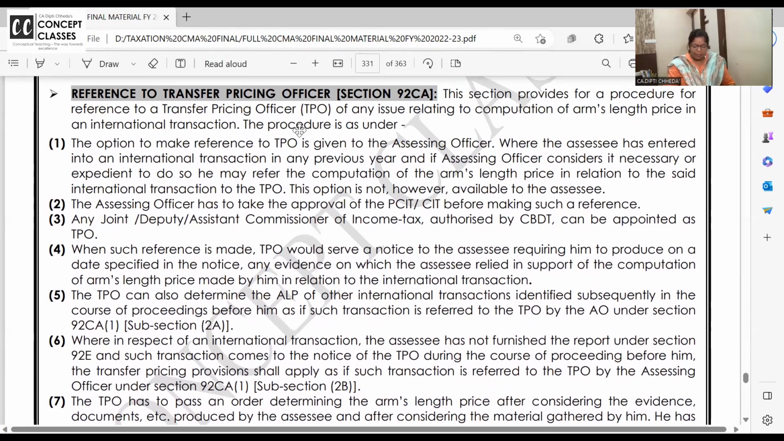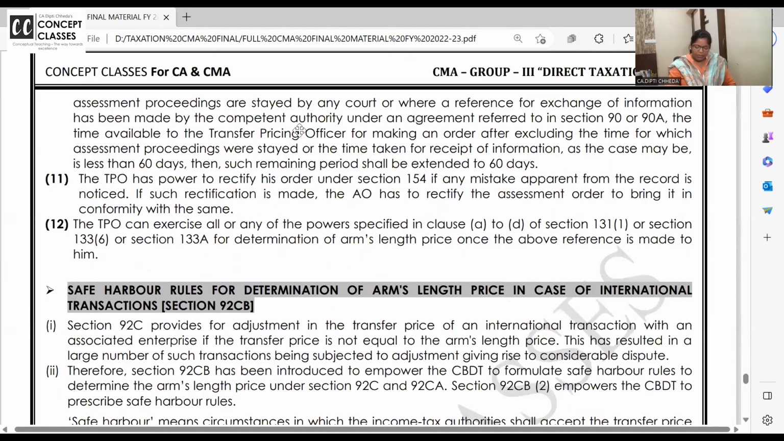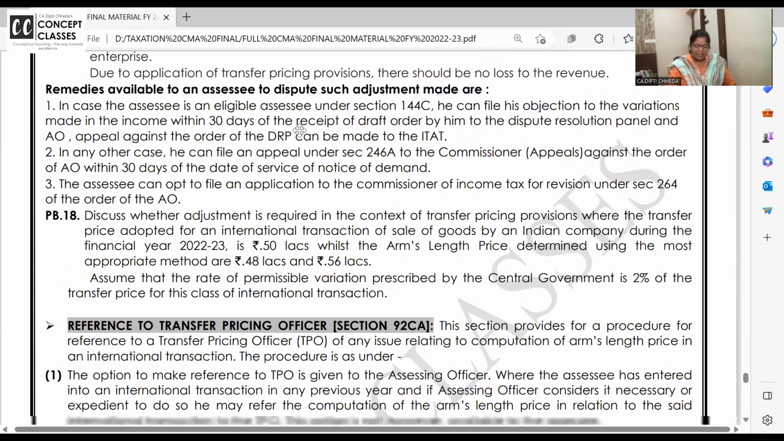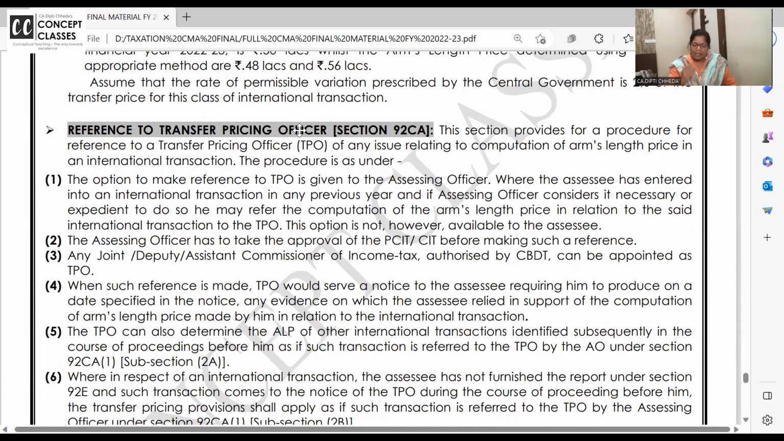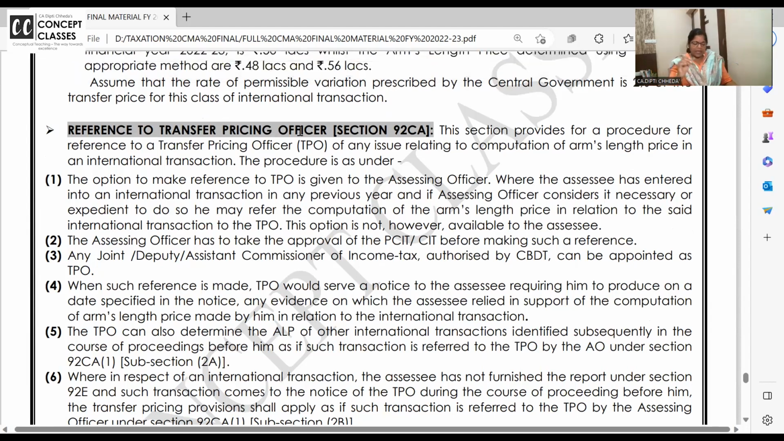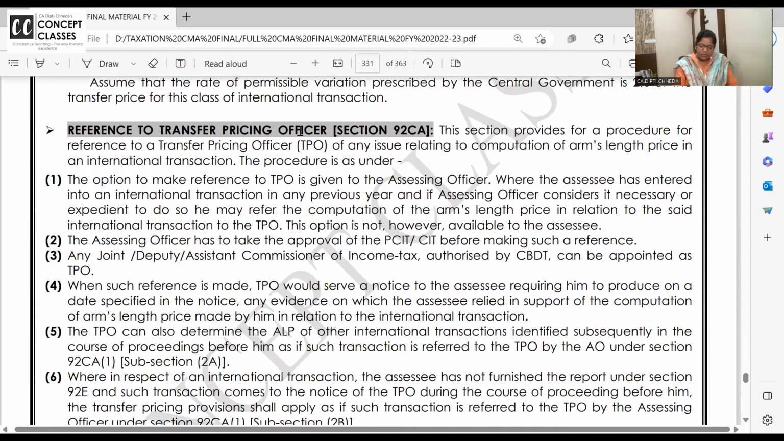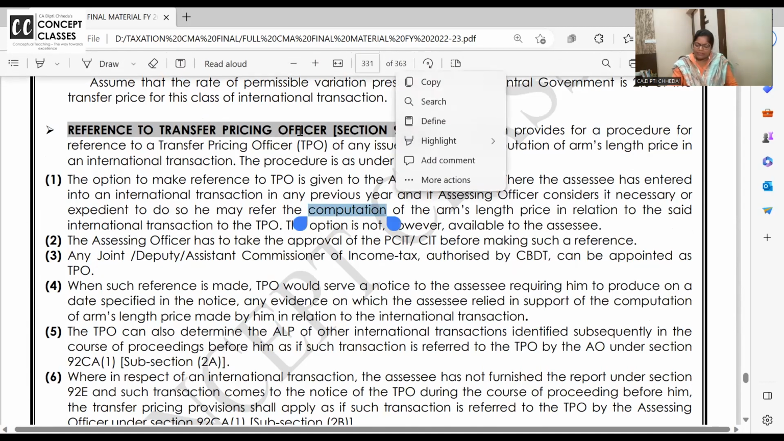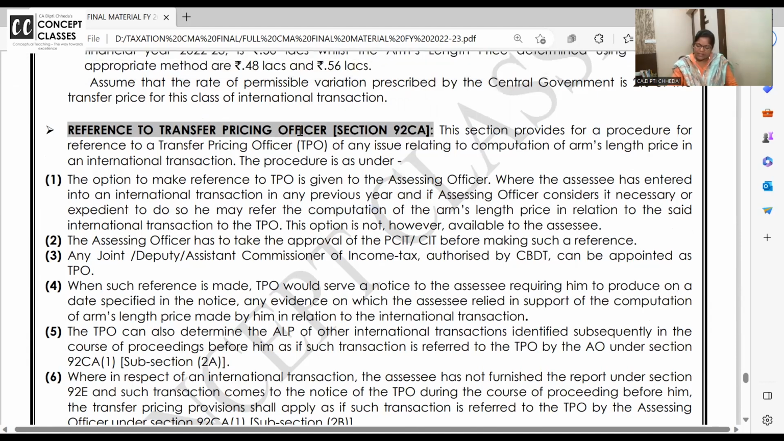Okay, now how to remember this: you may be feeling, ma'am, so many points to remember. So I am underlining the gist, I will write it in the header and footer, you can just remember it. This section provides for a procedure for reference to the TPO. Who is the TPO? Transfer pricing officer, of any issue relating to computation of arm's length price in an international transaction. So the option to refer to the TPO is given to the AO, where the SSE has entered into an international transaction, and if the assessing officer considers it necessary.